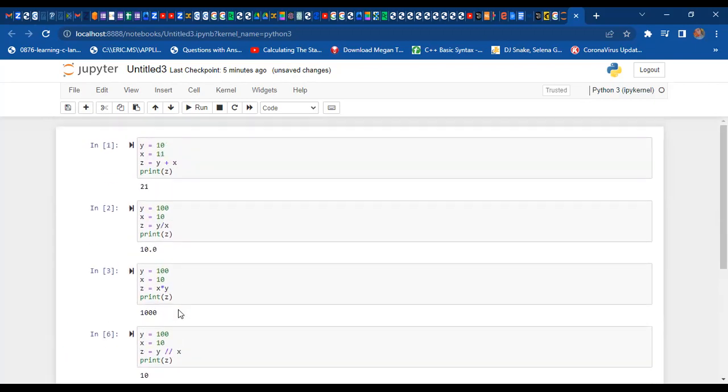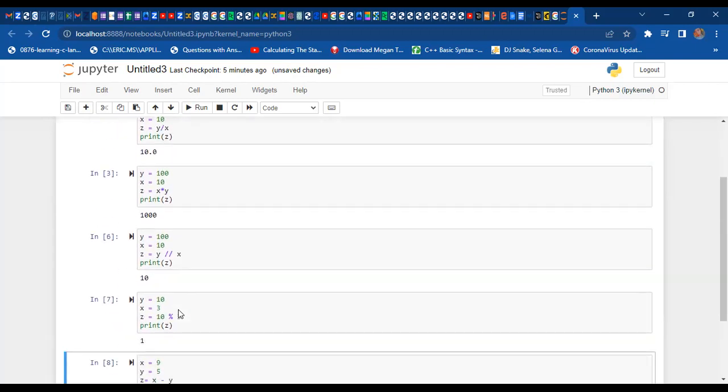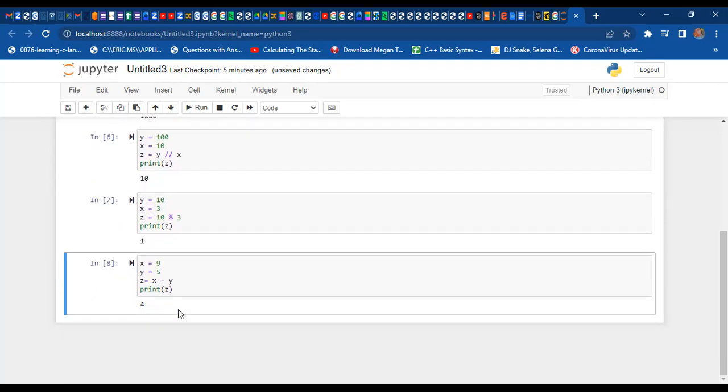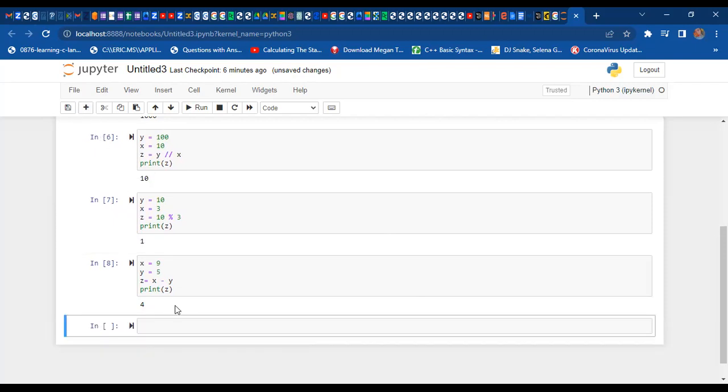So we have done addition, division, multiplication, integer division, modulus, subtraction. I think we have done every operation using the integers. Now let's go to the floats. Okay, let's try using strings and see.